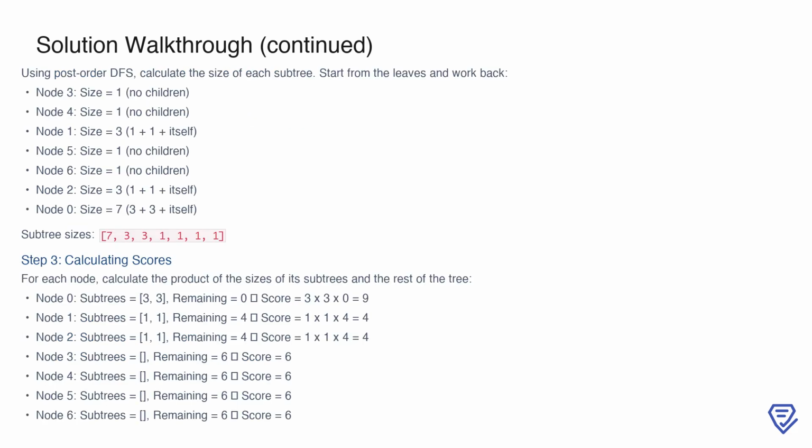Now, using a post-order depth-first search, we determine the size of each subtree starting from the leaf nodes and working our way back up to the root. Leaf nodes like 3, 4, 5, and 6 each have a size of 1 because they have no children. For node 1, which has children 3 and 4, its subtree size is 3, calculated as 1 plus 1 plus itself. Similarly, node 2 has a subtree size of 3, including nodes 5 and 6. Finally, the root node 0 has a subtree size of 7, which is the total number of nodes in the tree. These subtree sizes are crucial for calculating scores in the next step.